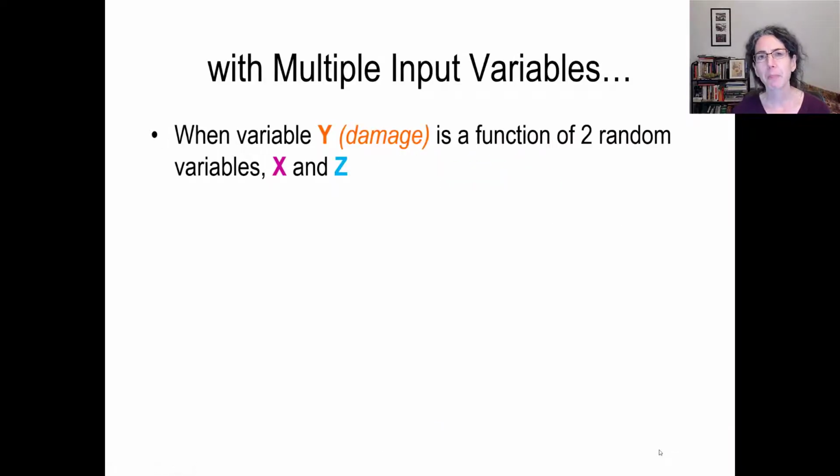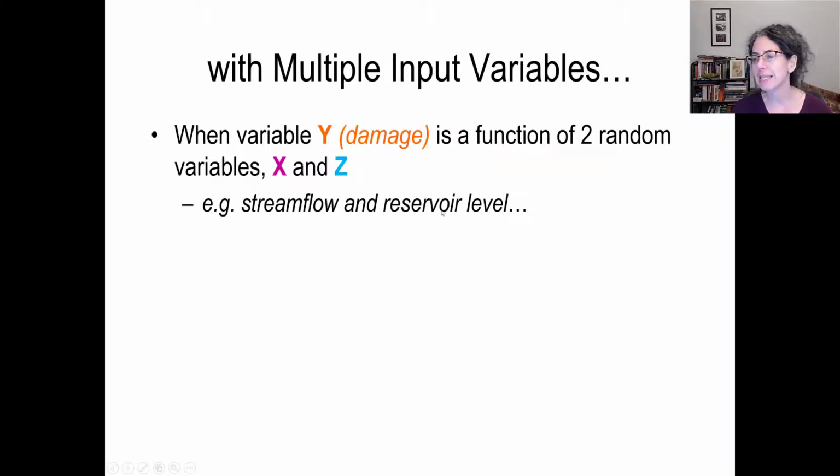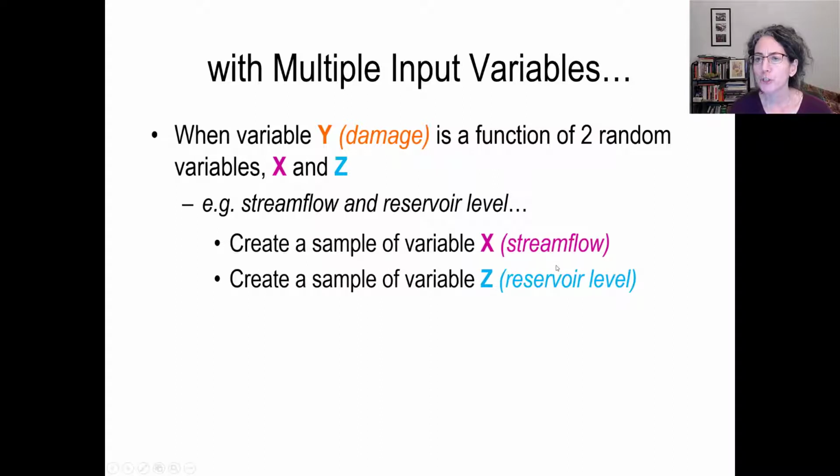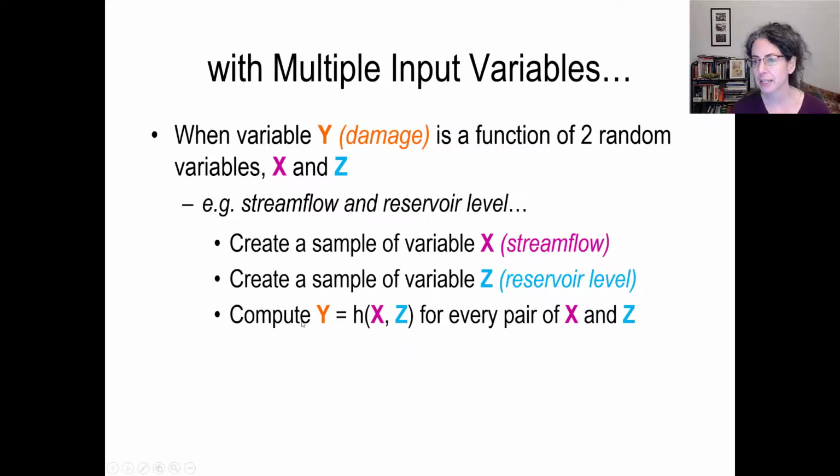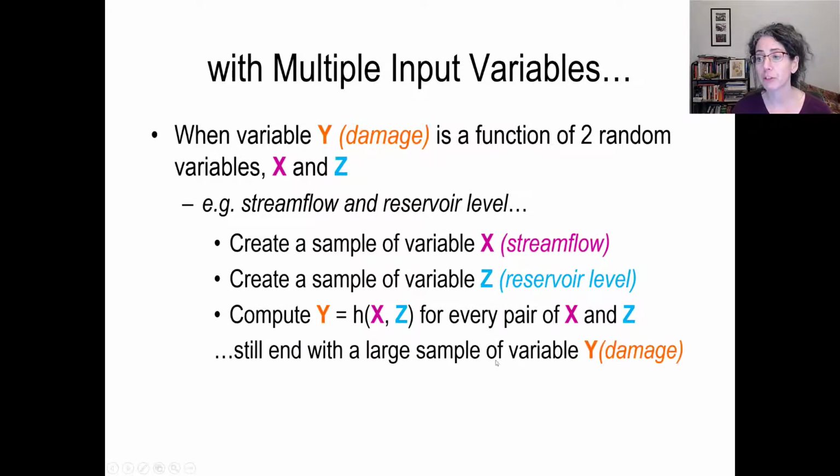So let's consider, instead of just one input variable, maybe we have two input variables. So variable y, damage, can be a function of two random variables, x and z. Maybe x is still stream flow, and z is the starting level of a reservoir that's above our damage site. So the lower the reservoir, the more empty space and the more water it can hold back in a flood event, and therefore the less damage. So let's create a random sample of variable x, and then also create a random sample of variable z. We take one member from each sample, and we can then still compute variable y as the function of both of those. So we still get a large sample of our random variable y, our output damage.